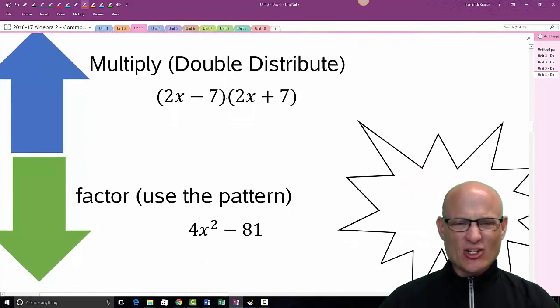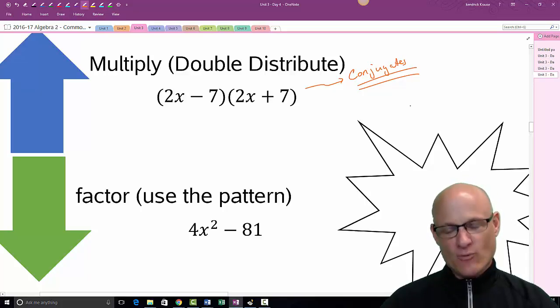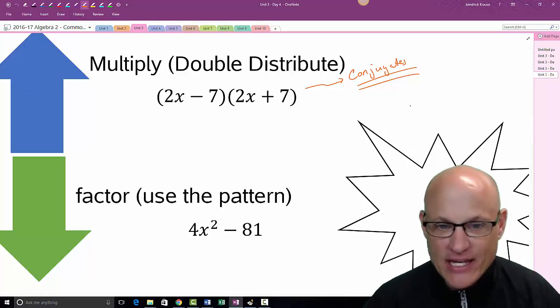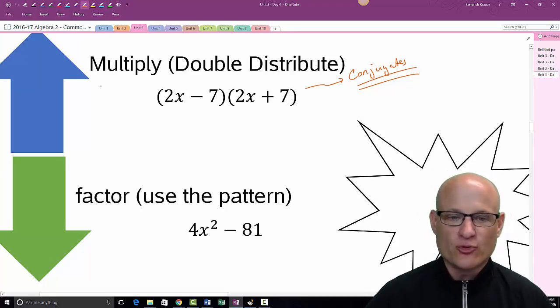So take a look at these parentheses. What do you notice about these parentheses? Aren't they exactly the same, but the middle term's different? Later on, probably we'll call these conjugates. When you have conjugates, you have the exact same parentheses, but one's plus and one's minus. And they will yield dots, difference of two squares.